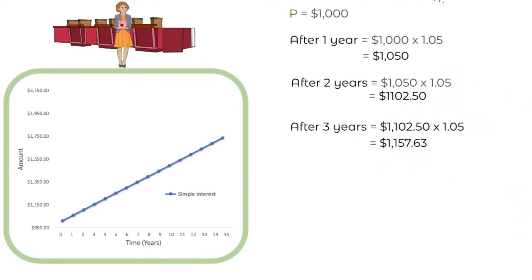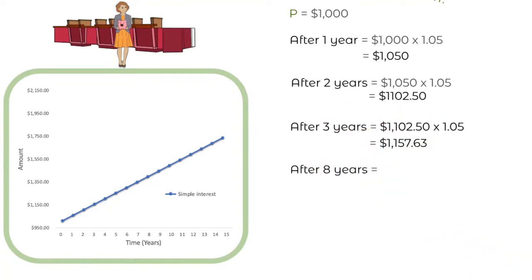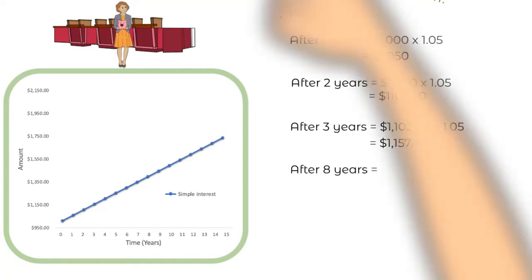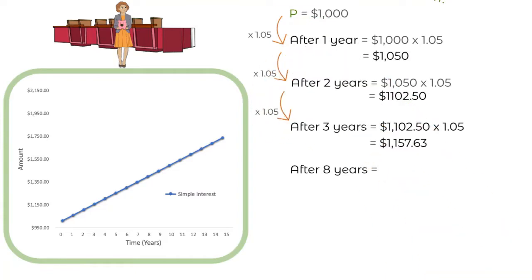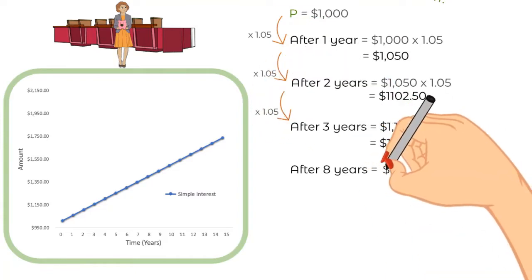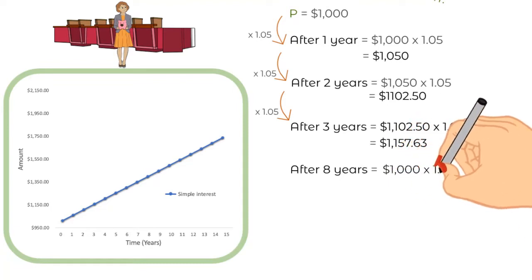What happens if I want to quickly find how much I have after 8 years? Well, I don't want to work out every single year every time I do this, so let's look at what's really happening. To get from 1 year to the next, I'm just timesing the amount by 1.05. So if I want to quickly find out how much I have after 8 years, surely I can just take my principal amount and times it by 1.05 8 times.